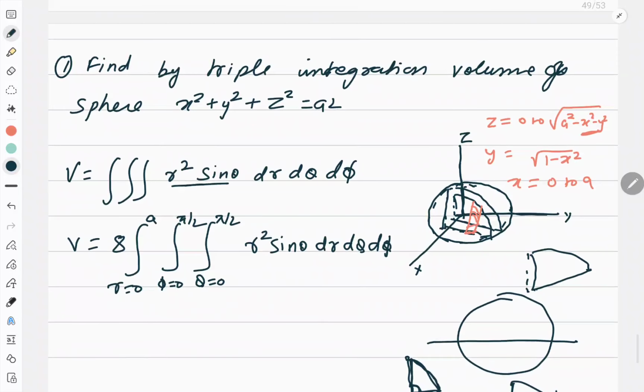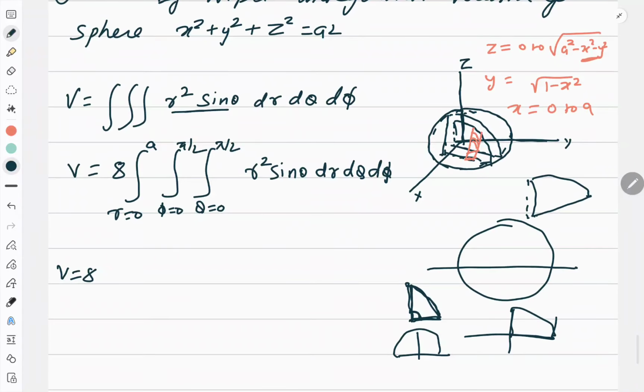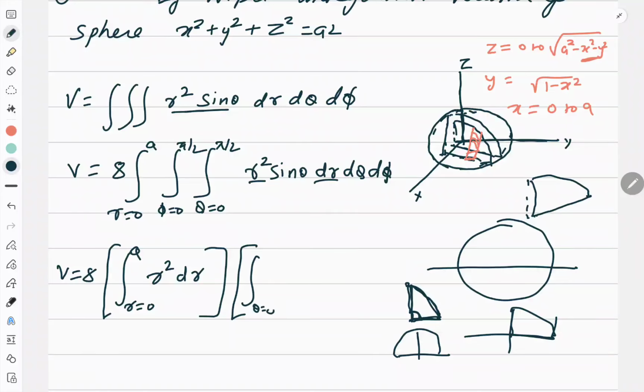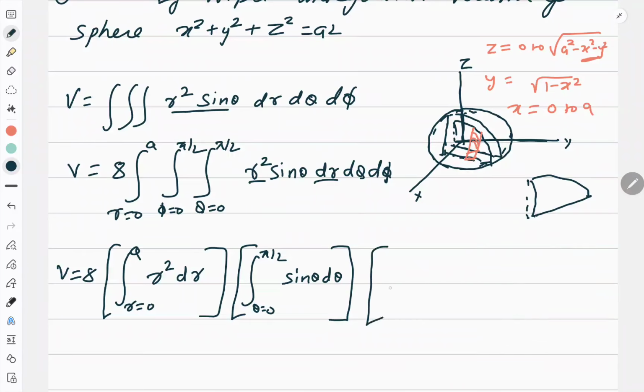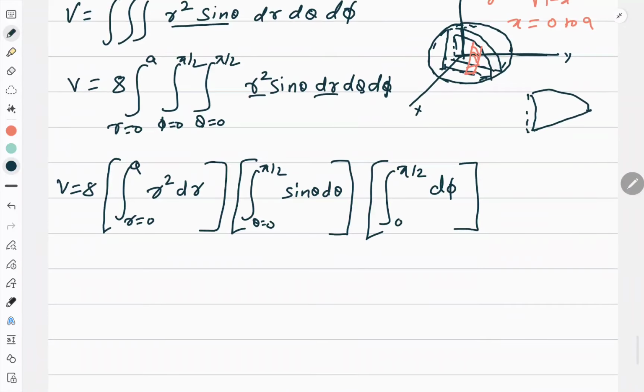Now come to this. This is the easiest question. Now all the limits are constant, so I can very easily separate the integrals, right? So I have the first integral, which is for r, 0 to a. What is r here? r square dr. Correct? Second, let me take theta. So theta is from 0 to pi by 2, and sine theta, d theta. Then let me take phi. Okay, so phi is from 0 to pi by 2, and d phi. Correct? Now let us integrate.